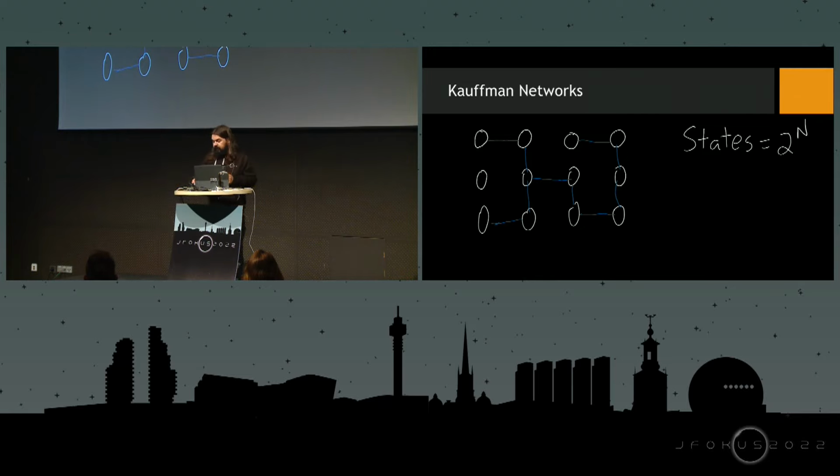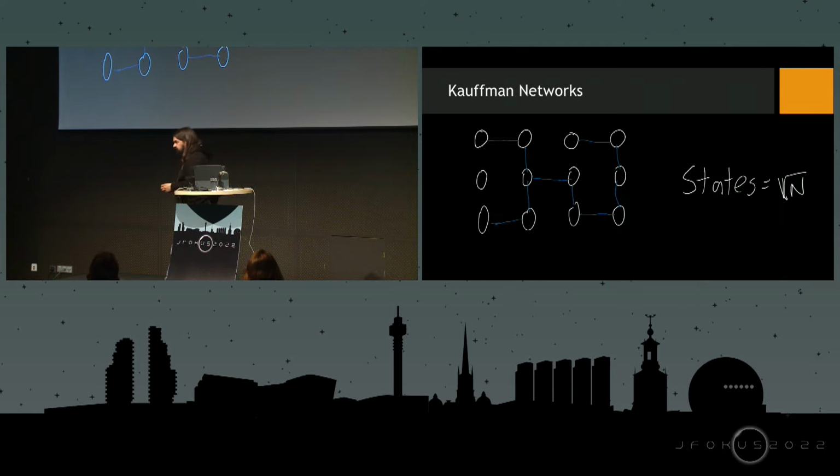in this way connecting the thing, the number of states fell, and it fell massively from 2 to the power of n to root n. So for his system with 100,000 nodes, the number of possible states fell from 2 to the power of 100,000 to the square root of 100,000, which is 317. And this is a fundamental finding in the complexity sciences.